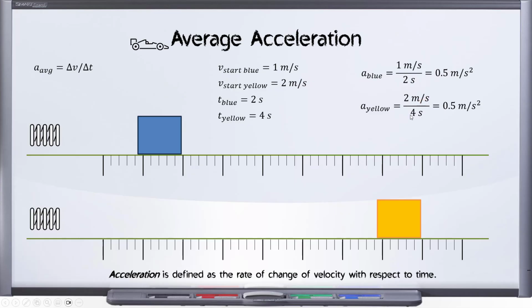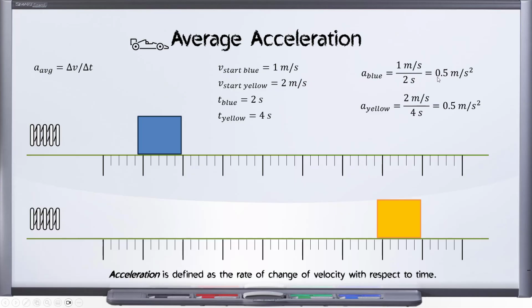2 meters per second divided by 4 seconds is also 0.5 meters per second squared, meaning the yellow object is losing half a meter per second for every second that it slides. So this is half a meter per second for every second. That's what that notation indicates. And it was sliding for 4 seconds. So in 4 seconds, we've used up all of our 2 meters per second.